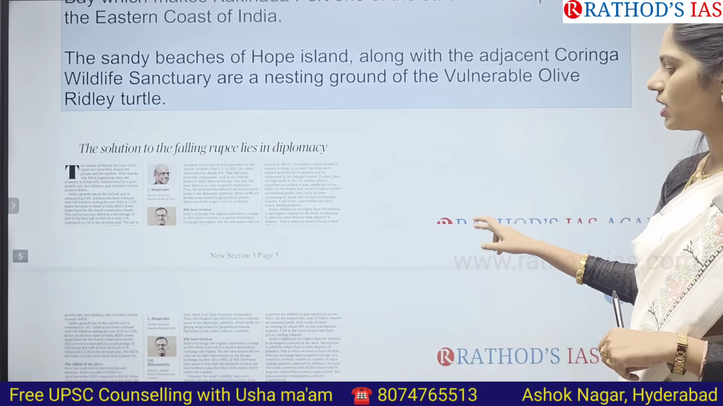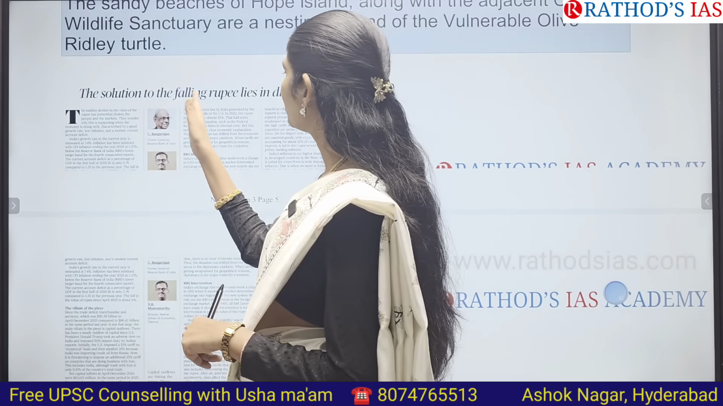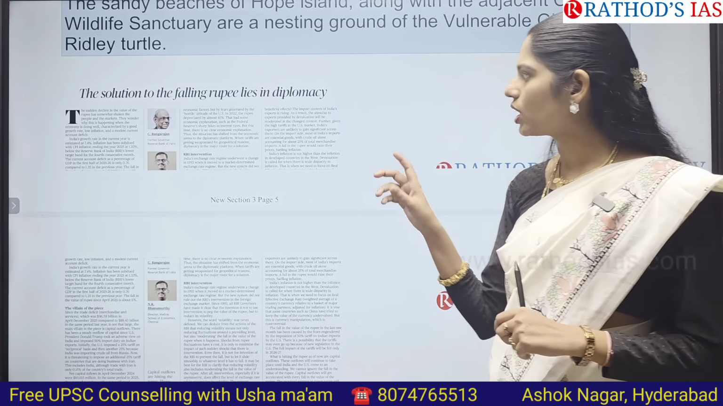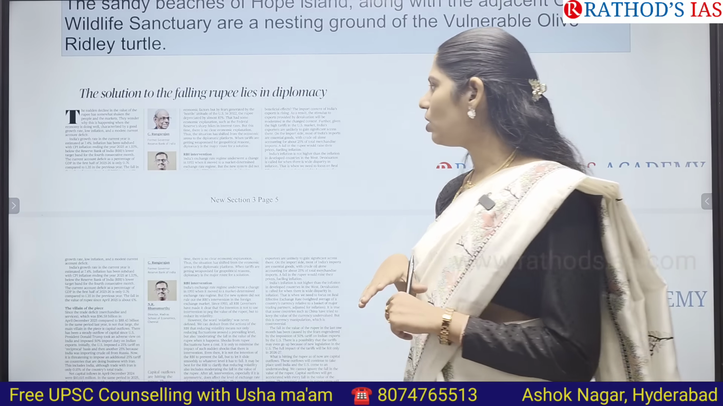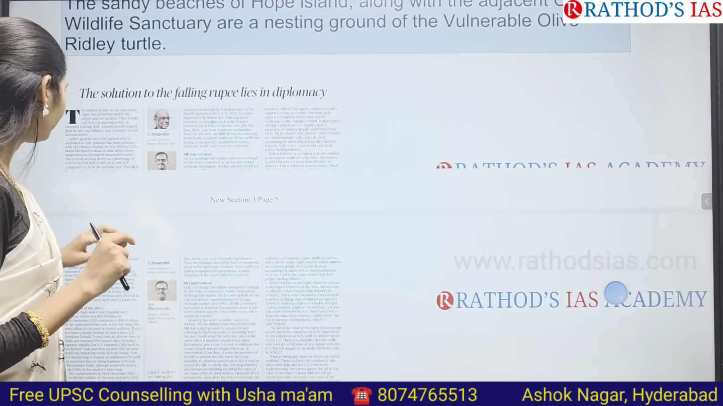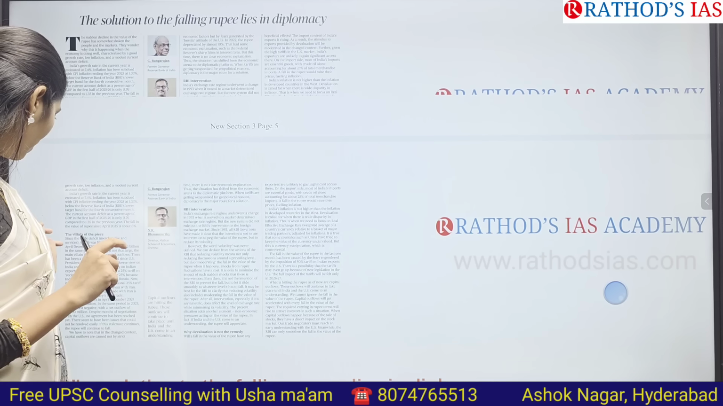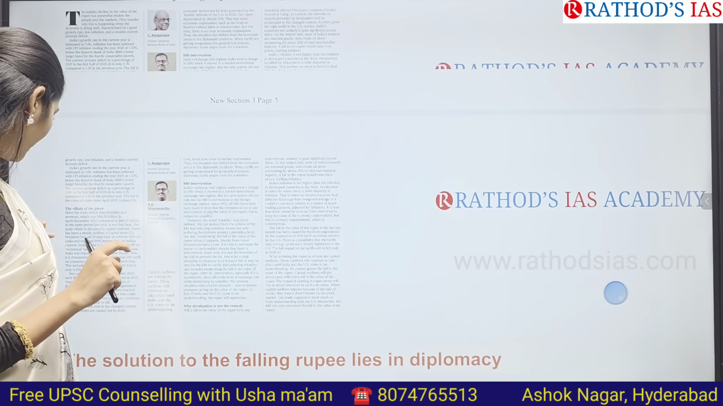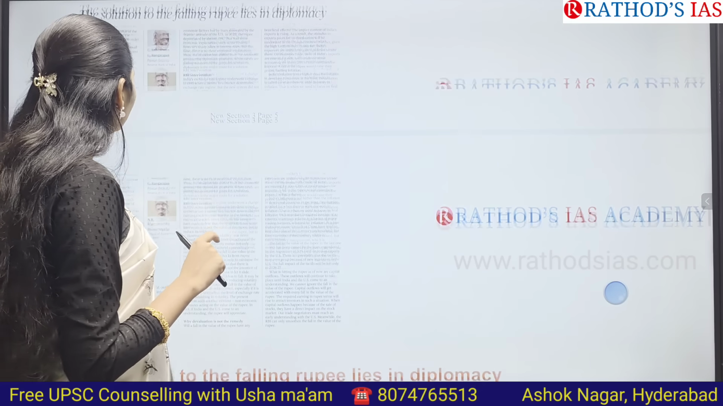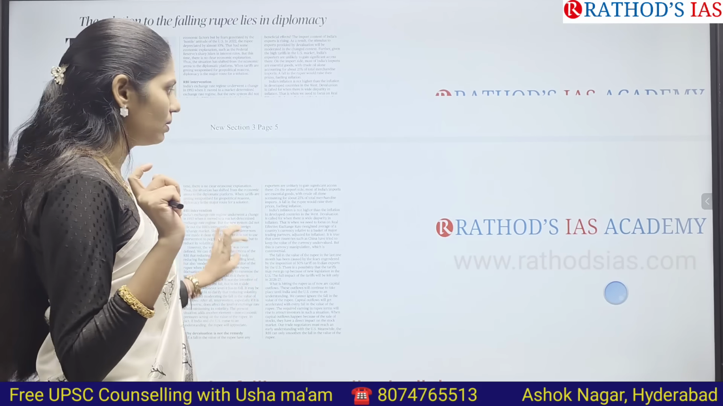And now let us see the next article. Look at the title. The title says that the solution to the falling rupee lies in diplomacy. This article is talking about the falling rupee. As you all know, the rupee value has decreased a lot. What is the present value of the Indian rupee? It is more than 91, right? $1 is equal to more than 91 rupees. I can't recall the exact value, but it is more than 91 rupees. If you know, please let me know in the comment box.